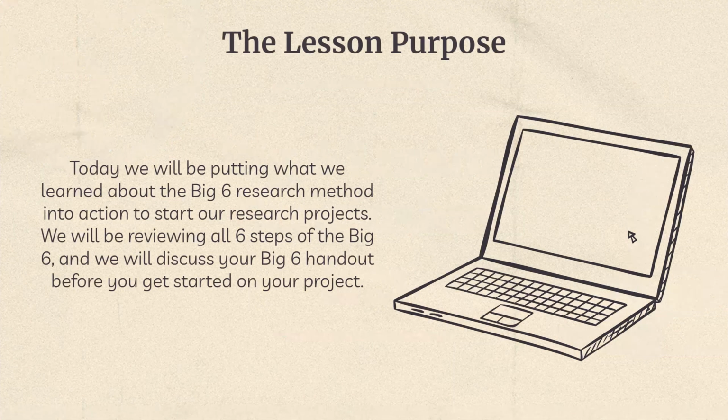Before we do that, though, we are going to review all 6 steps of the Big Six so we jog our memories and get back in the groove of things. And then we're also going to discuss your Big Six handout. That's something that you have at your tables right now. That's your cheat sheet. This is also on Google Classroom if you need to click on any of the links or if you lose your handout, it's always there too in our library Google Classroom.